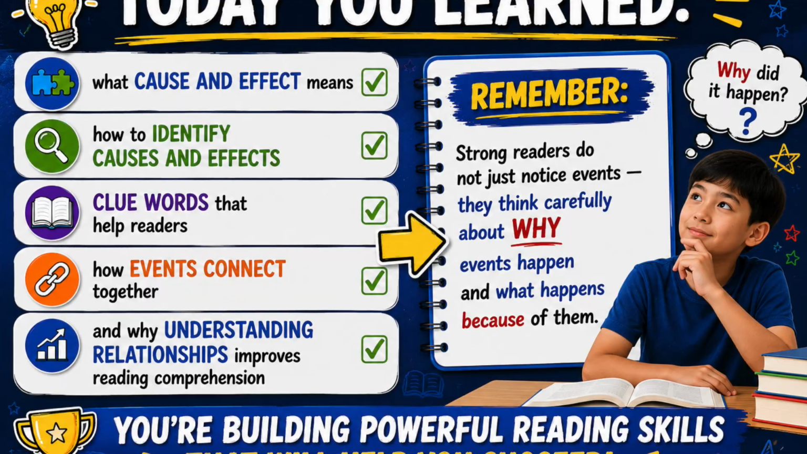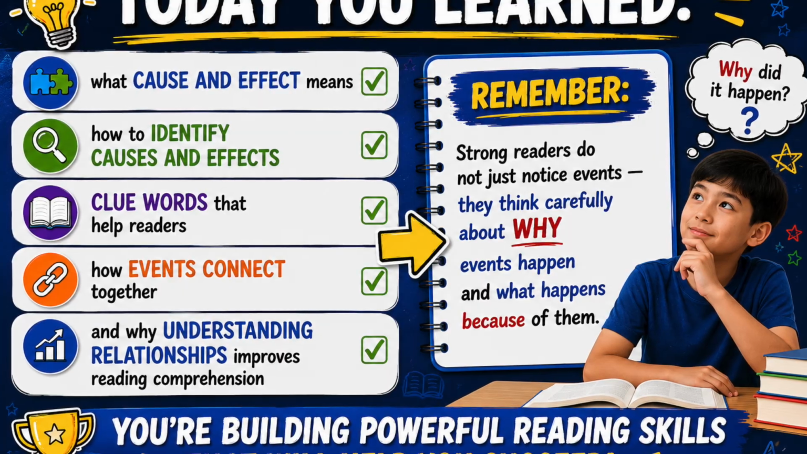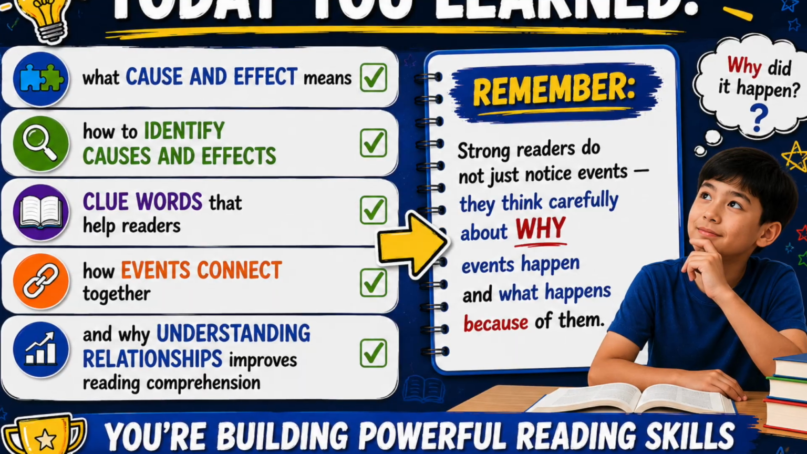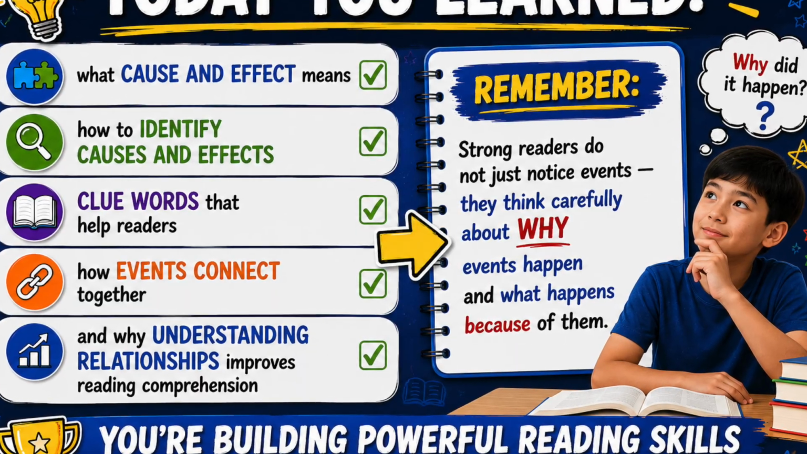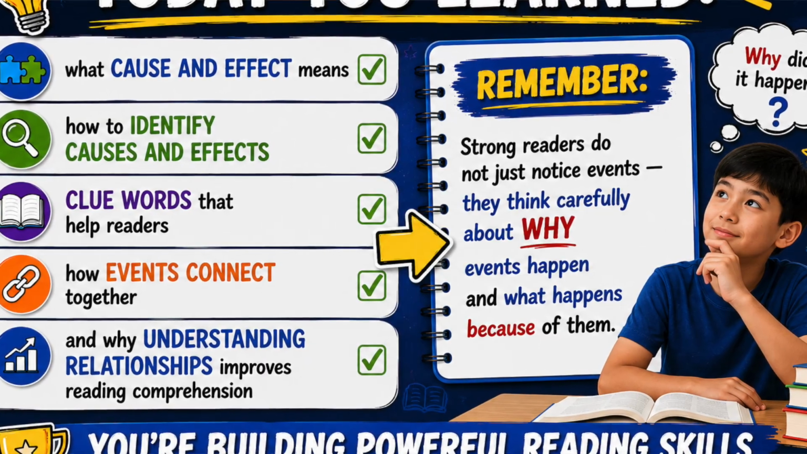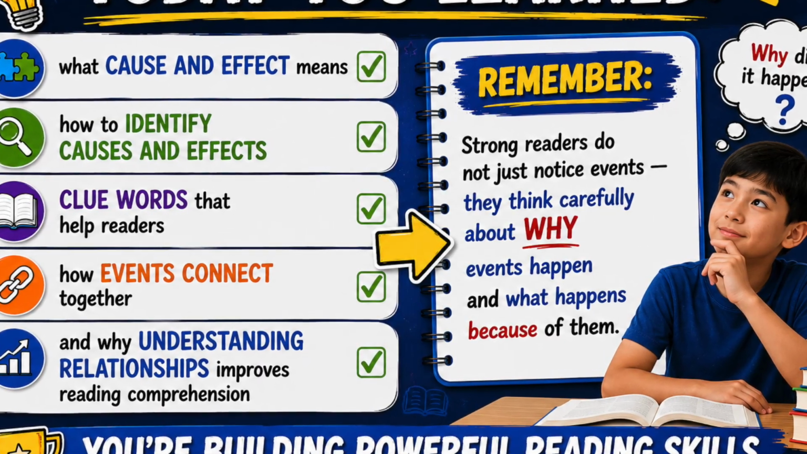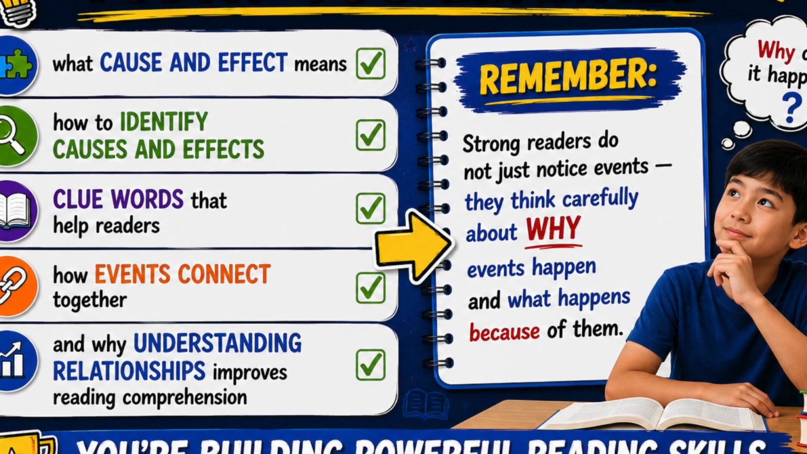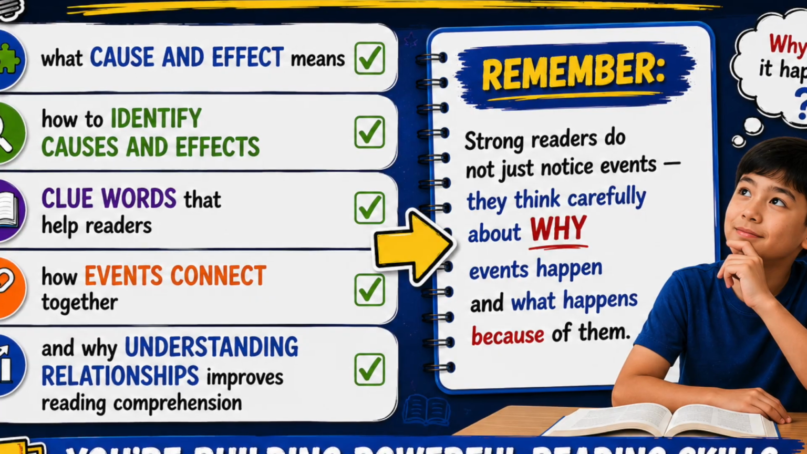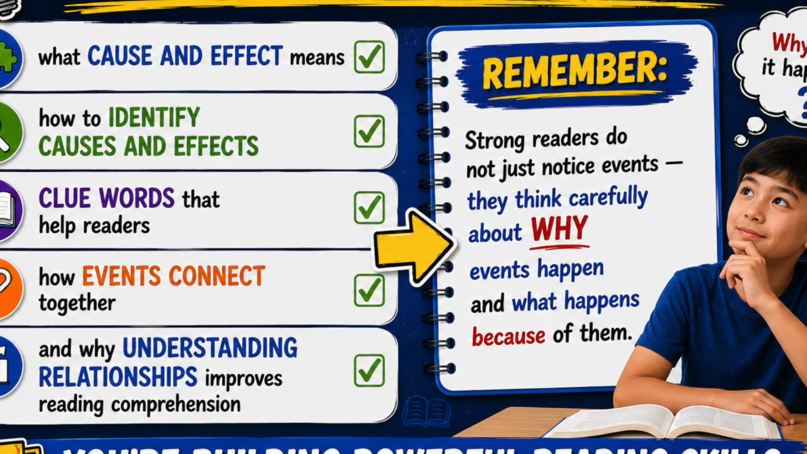Quick review. Today you learned what cause and effect means, how to identify cause and effect, clue words that help readers, how events connect together, and why understanding relationships improves reading comprehension. Remember, strong readers do not just notice events, they think carefully about why events happen and what happens because of them.